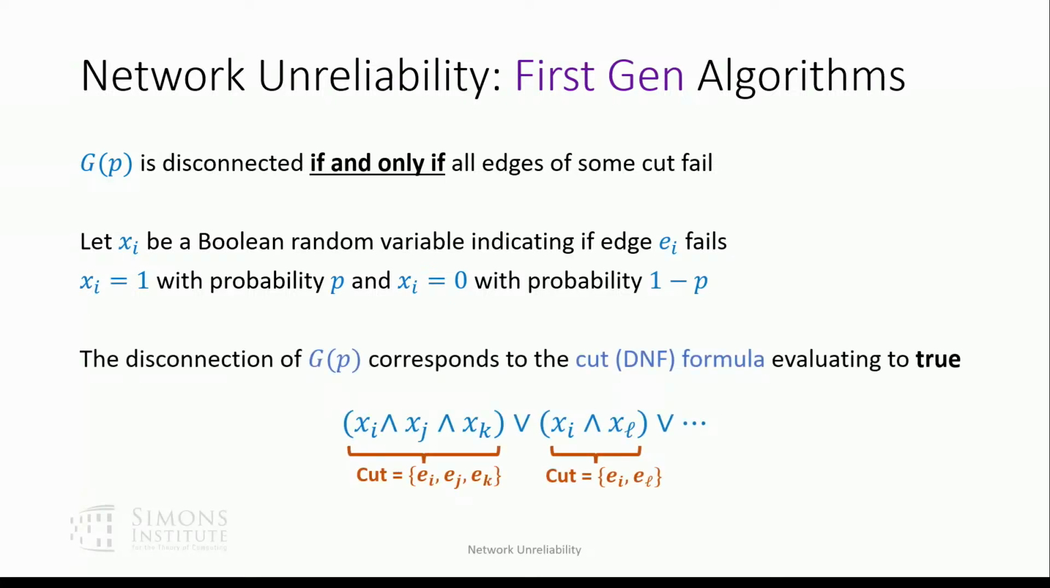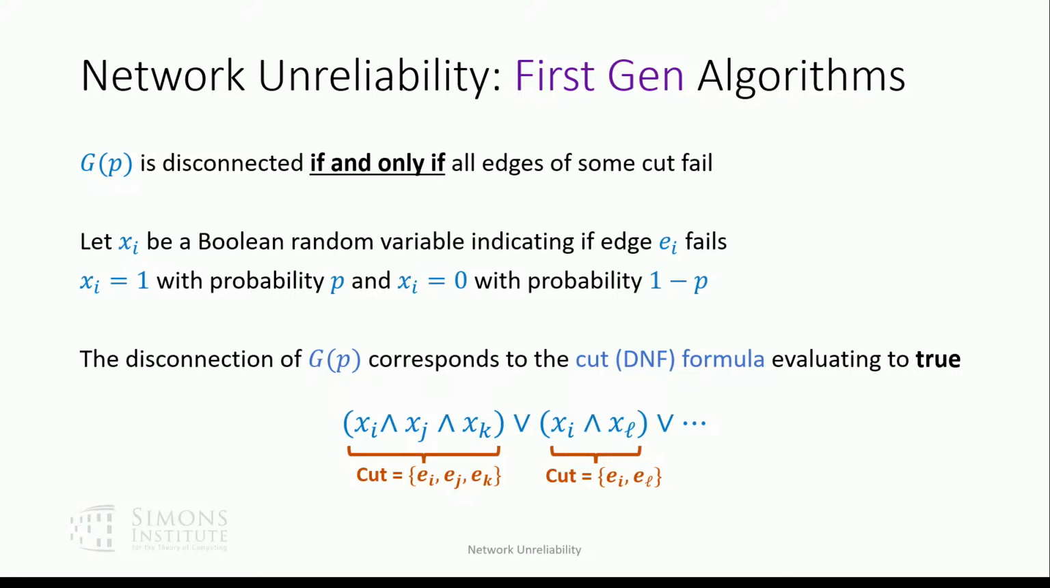Okay, so you define these Boolean variables. Now we can say that the disconnection of the random graph corresponds to the following DNF formula. This DNF formula takes each cut in the graph and represents the cut in terms of a conjunction. You enumerate all the cuts in whatever order you want, take your first cut, look at all the edges of the cut, and write a Boolean formula that's the conjunction of the variables for all those edges. Note that if the edge fails, then all these variables are set to 1.